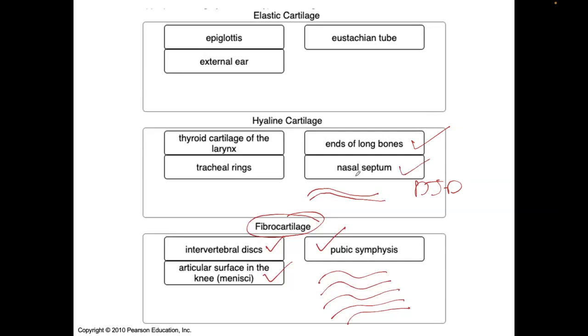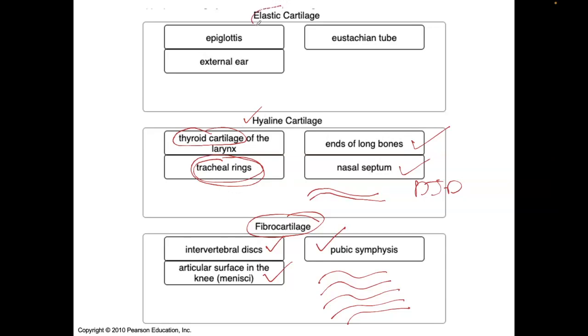Hyaline is found at the end of bone. It's found separating the two parts of the nose, the nasal septum. We can find it around the trachea. They're called tracheal rings. And the thyroid cartilage is also another example of hyaline.